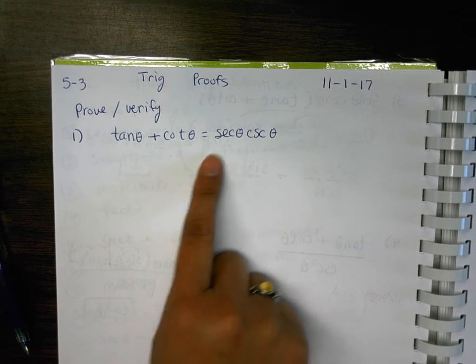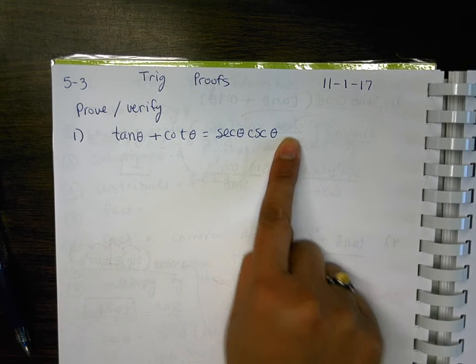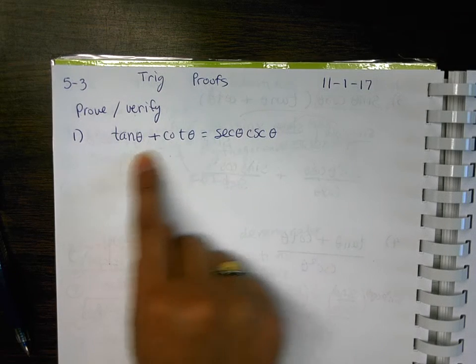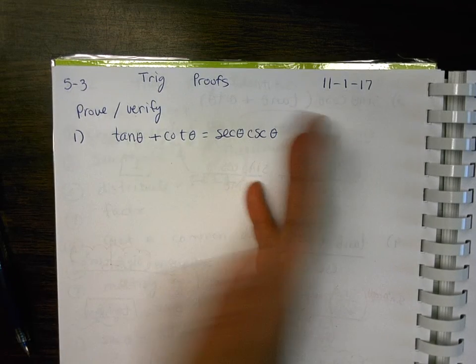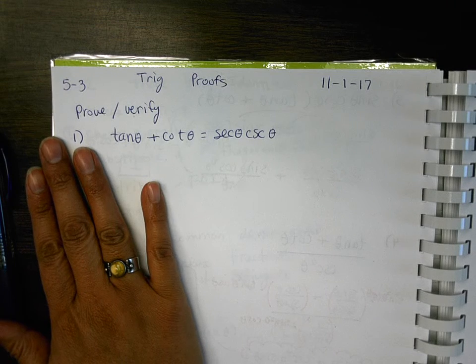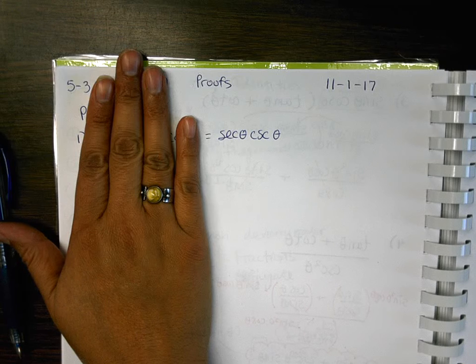You are not allowed to move things around. You can't subtract the cotangent theta over here and do some work. Or you can't divide the secant theta this way and do some work. There are no moving things back and forth. Assuming if you did, you wouldn't answer it anyway. Right. What's on the left stays on the left. What's on the right stays on the right.